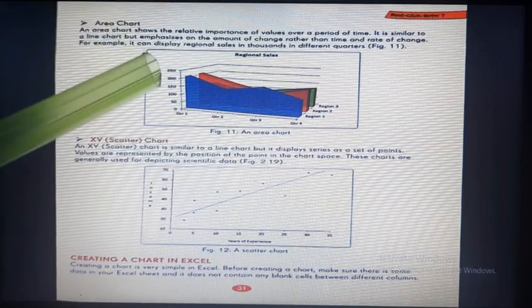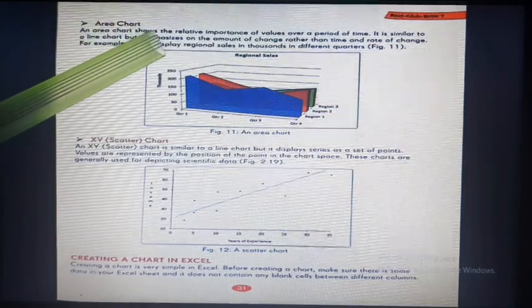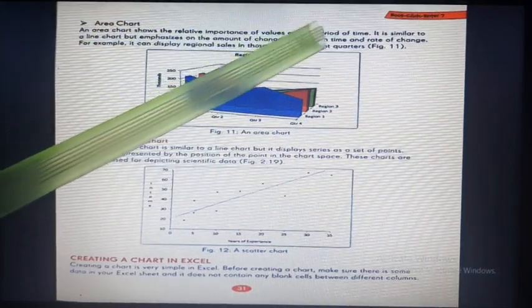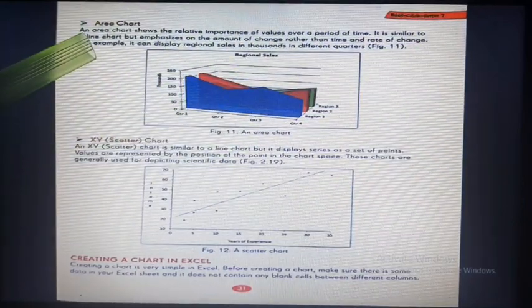Area chart. Now in an area chart, an area chart shows the relative importance of values over a period of time. It is similar to a line chart.